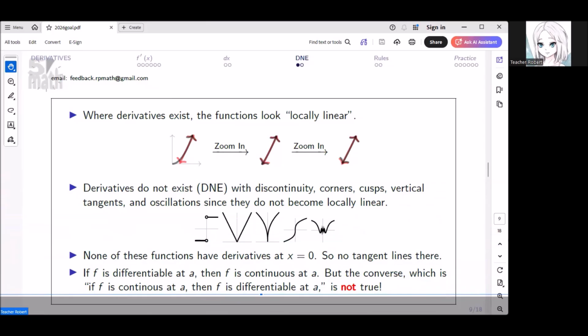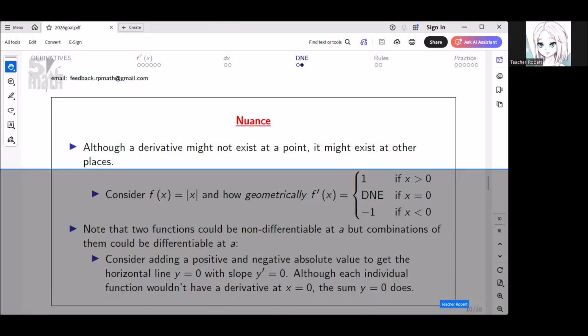If f is differentiable at a, then f is continuous at a. But the converse, which is if f is continuous at a, then f is differentiable at a, is not true. Nuance: although a derivative might not exist at a point, it might exist at other places.